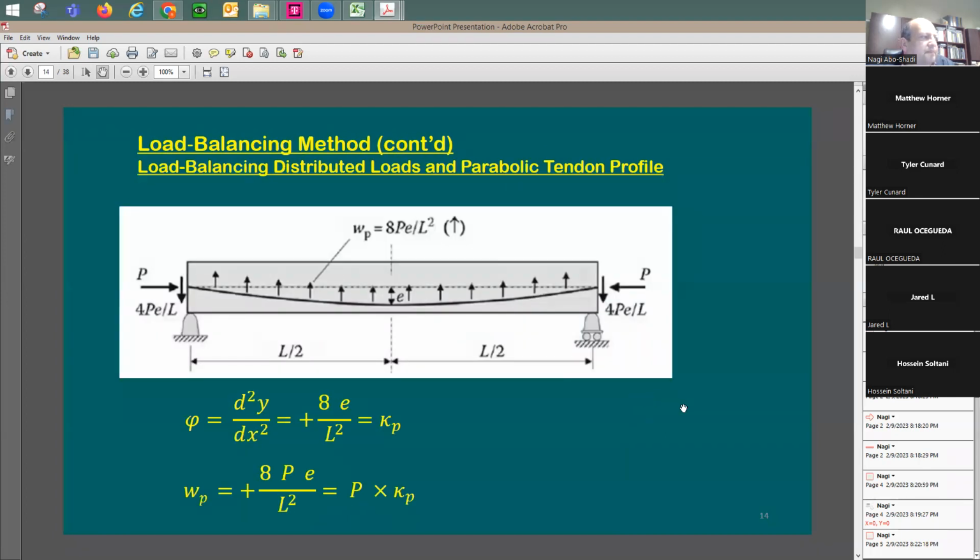So just to make it simple, if you like to use the second derivative equation, it's fine. If you like to use external moment equals internal moment, it's going to be also fine, knowing that you're going to have maybe some reactions coming here at the end from the way that you push this beam up.